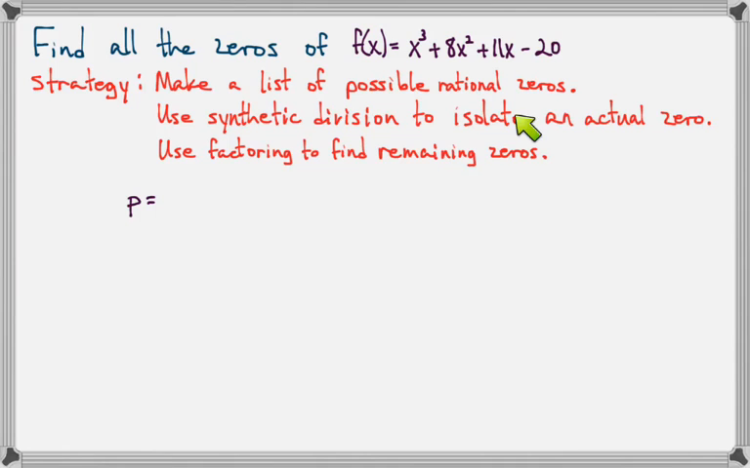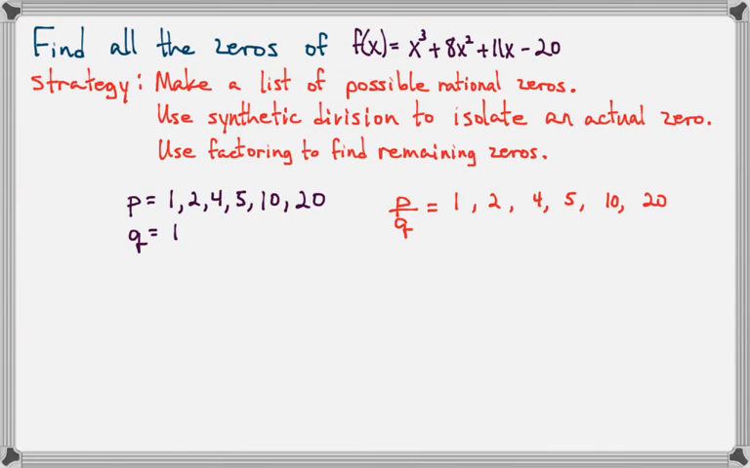So here we go. Remember, our p numbers are all the factors of 20. So in this case, 1, 2, 4, 5, 10, and 20. Our q numbers are going to be all the factors of 1, which are simply 1. Now, every possible rational zero has the form p over q. So we make a list of all the p over q combinations. And remember that each of these could be positive or negative. So here is actually a list of 12 different values that might be zeros.